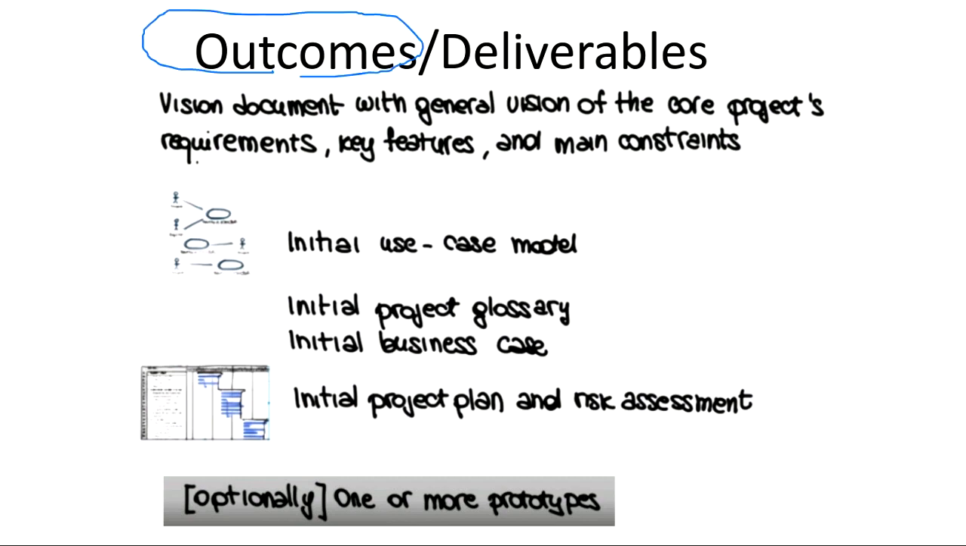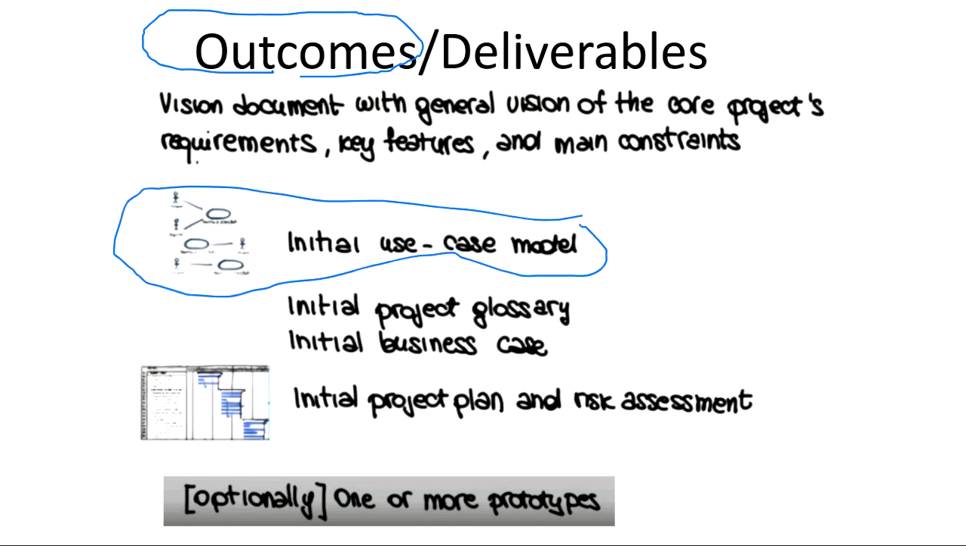Firstly, the initial use case models, okay, of your system, small use case models. Then the project glossary, all the things that you are going to use in your project. You should have a glossary of that, or a meaning of that, at one place. Your business cases, initial project plan, and risk assessment. Okay, risk assessment has to be done in all the phases.